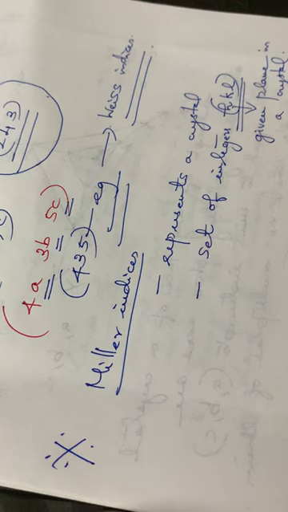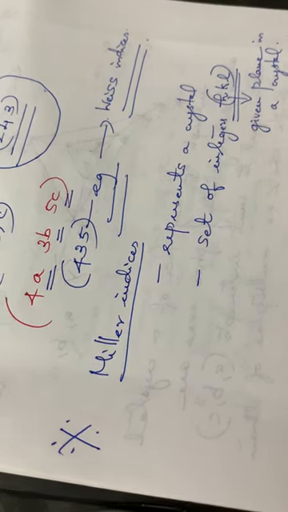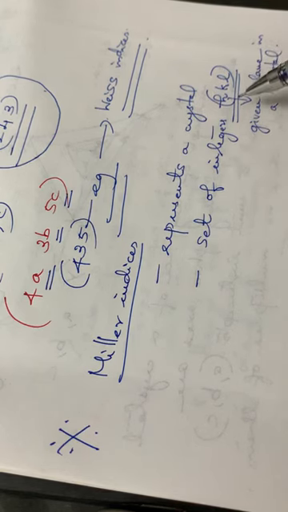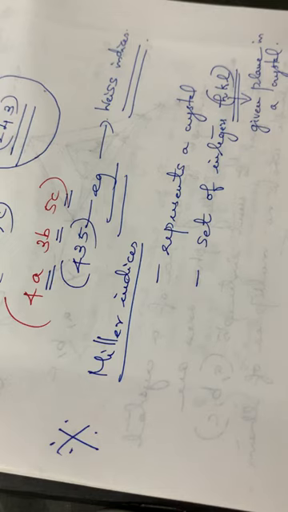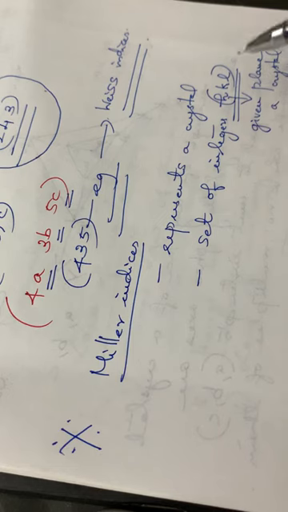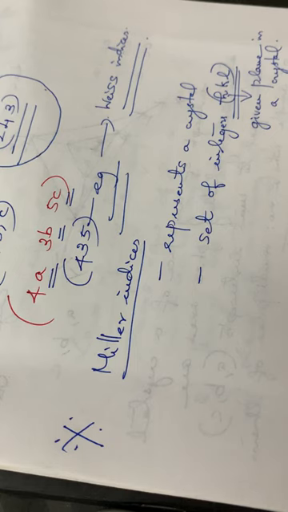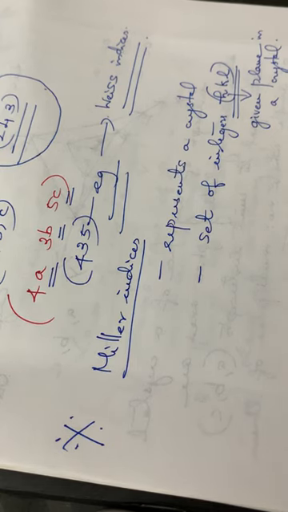Now you have to go through how these Miller indices are calculated. We can write the definition as: a set of integers HKL which are used to describe a given plane in a crystal, and which are proportional to the intercepts of that face. That means they will be whole number multiples.